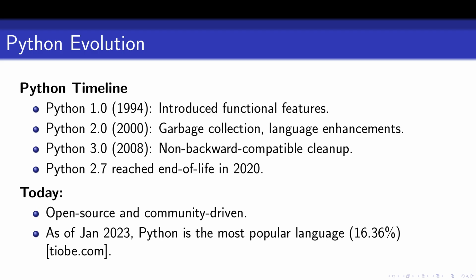Today, Python is completely open source, meaning the community helps shape its development. It has a massive user base, an ever-growing collection of third-party libraries, and is one of the most accessible languages for beginners. In fact, as of January 2023, Python was ranked the most popular programming language in the world, according to the TIOBE index, with over 16% of developers choosing it as their primary language.